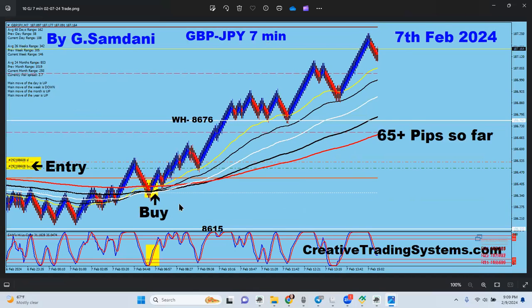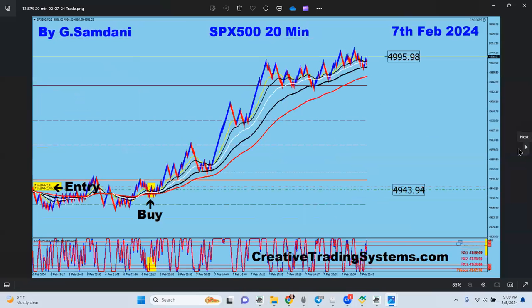This one is manually taken from the 7-minute chart, GBPJPY buy order. There is no EA here. I open it manually here, 65 pip. If I'm available and my alarm beeps on the other computer, then I'll take it manually. No big deal. This is the S&P 500, big time, on the 7th.